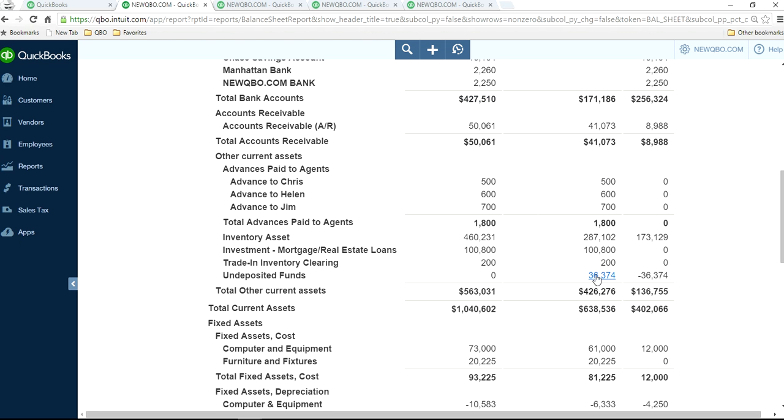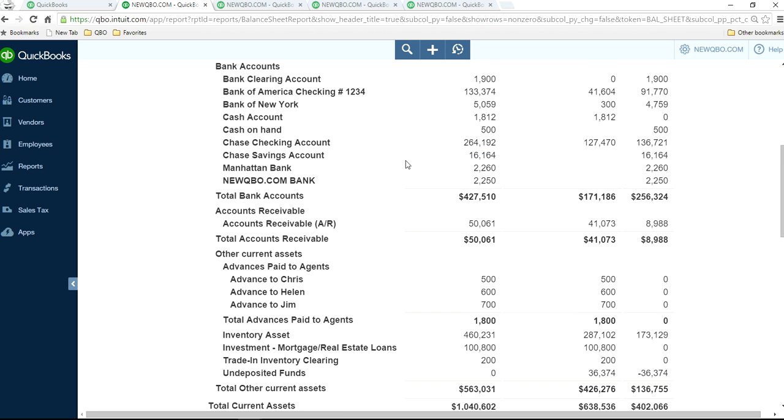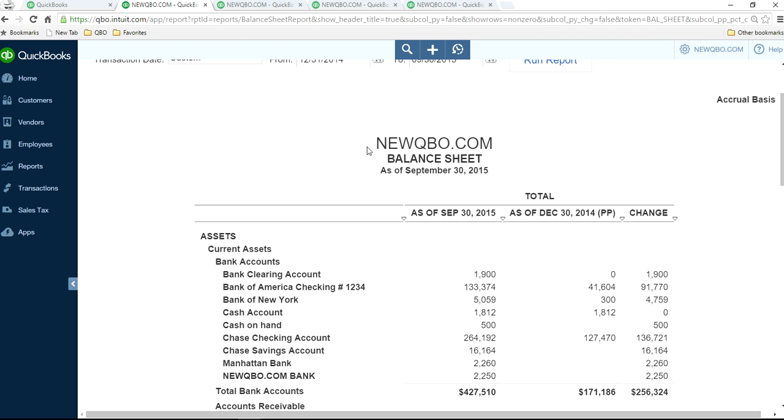So make sure to include this as part of the bank balance. Okay, so that's all the actuals. Now how to do a forecast. So based on this, I'll show you how to do forecast.